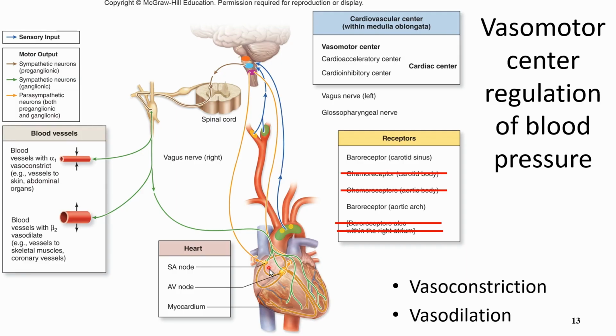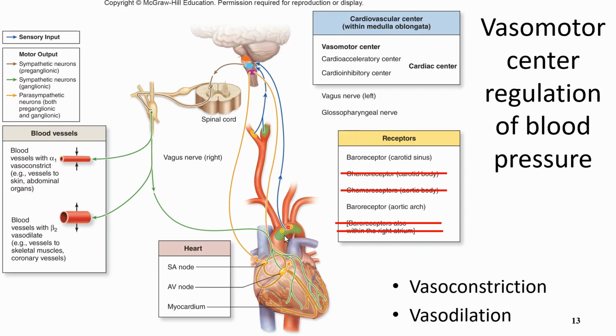What does that mean? Mean arterial pressure is equal to cardiac output multiplied by the total peripheral resistance, and cardiac output depends on the heart rate and the stroke volume. The important thing to note here is if the heart rate goes down, cardiac output goes down, and as well the blood pressure will go down. So that's the reflex arc right there.